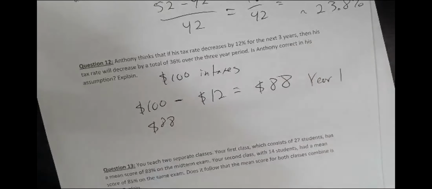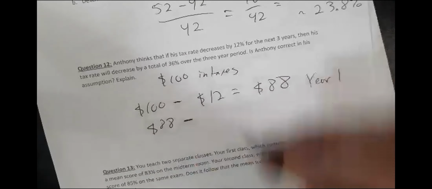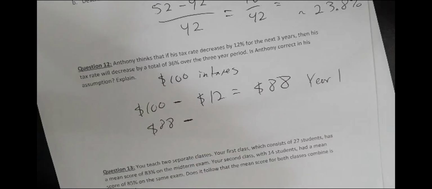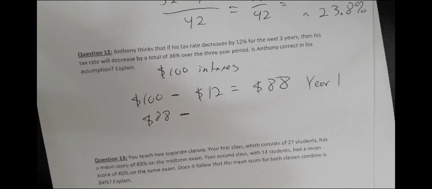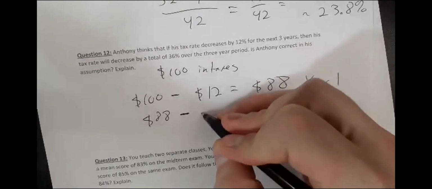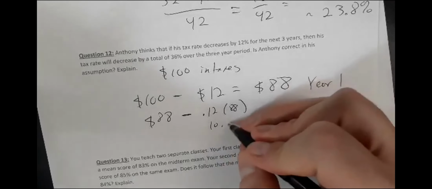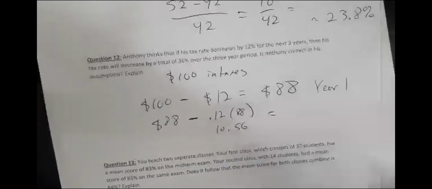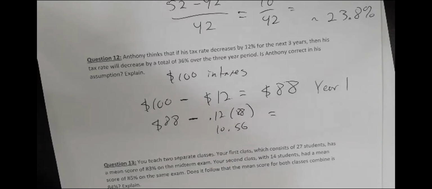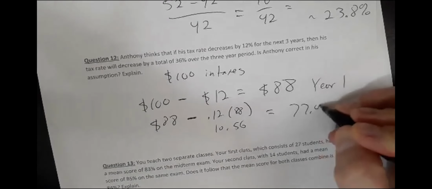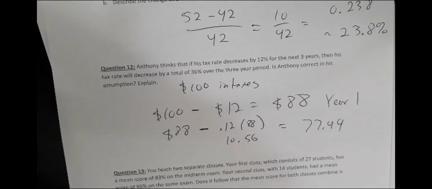And we're doing 88, and we're going to take off 12%. But what are we taking 12% of? I think that's an important thing here. We're taking 12% of 88. Like 10.56, if we crunch that. So we're doing 88, we're taking off 10.56. And now we have 77.44.